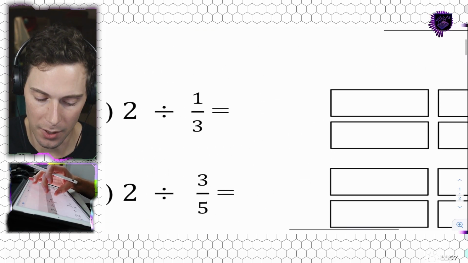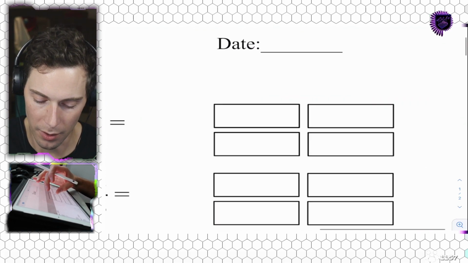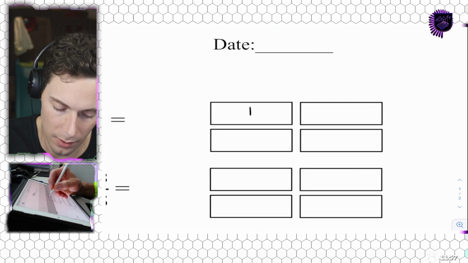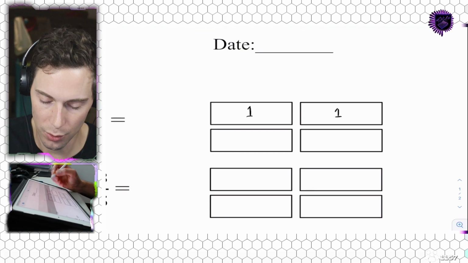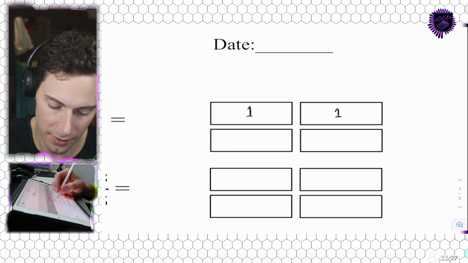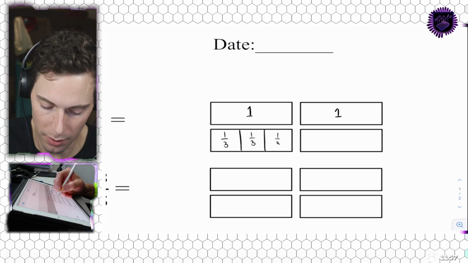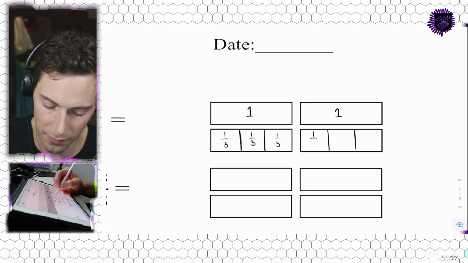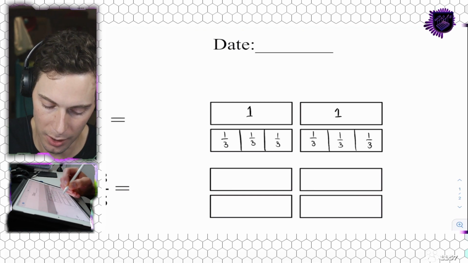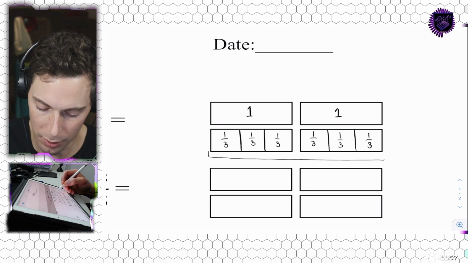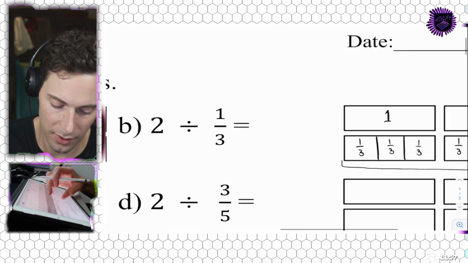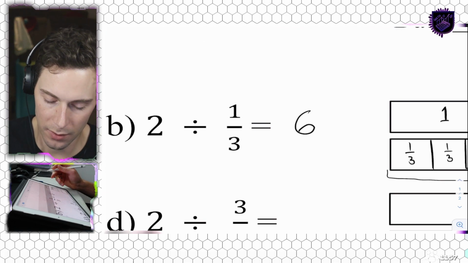So let's look at this one. This is 2 divided by 1/3. Here's our 2. So here's 1. And here's 1. 2 wholes. We're going to break this up into groups of thirds. Here's 1/3, another third, another third. Same here. We're going to divide both of these whole ones into groups of 1/3. And how many groups do we have? How many groups of 1/3? We have 6. 6 groups of 1/3.